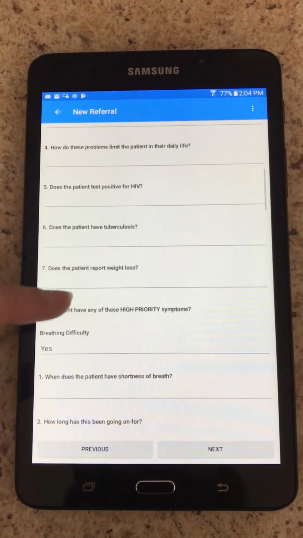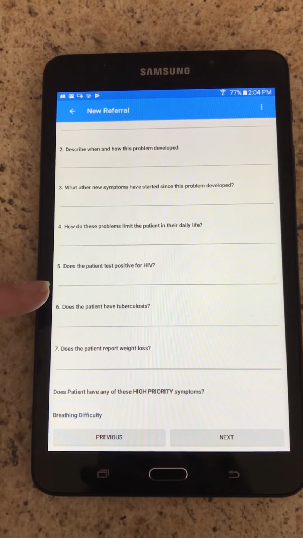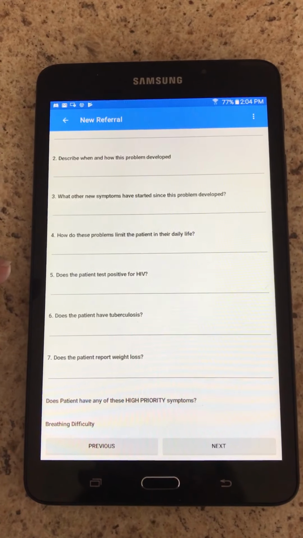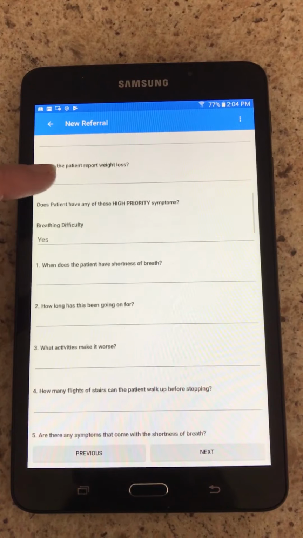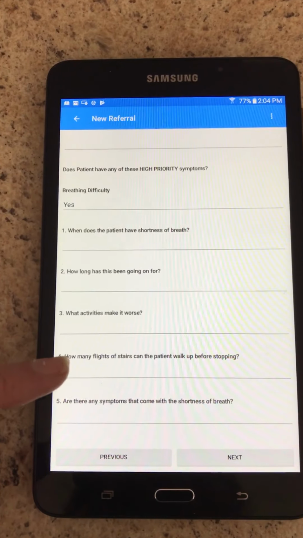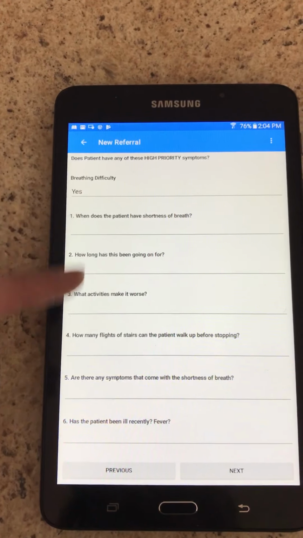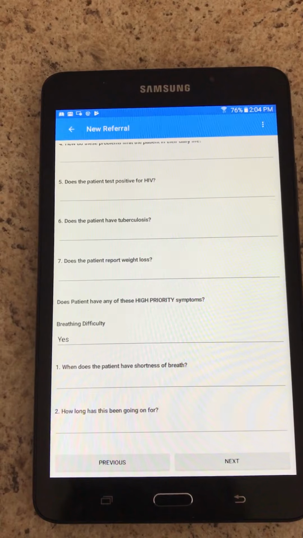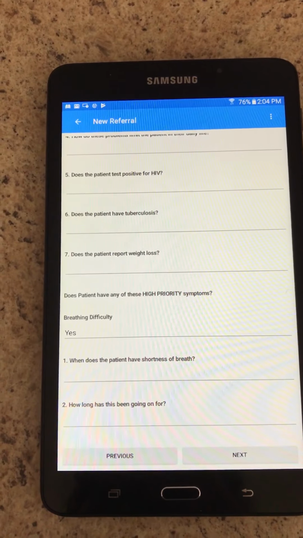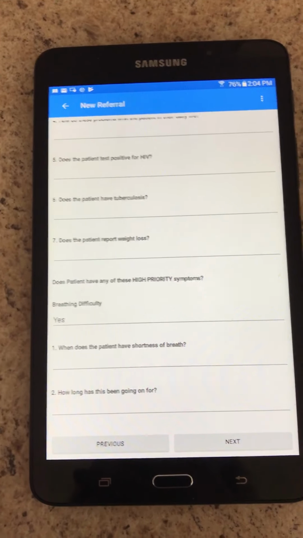Then going down is when you're going to continue to answer questions about the patient's HIV status, tuberculosis, weight loss, all important things to understand how ill a patient is and what type of physician is needed for their care. Now we're going to go into symptom selection. As you can see, the top symptom that's asked is, does this patient have any breathing difficulty? For the purposes of this video, I went ahead and selected yes.